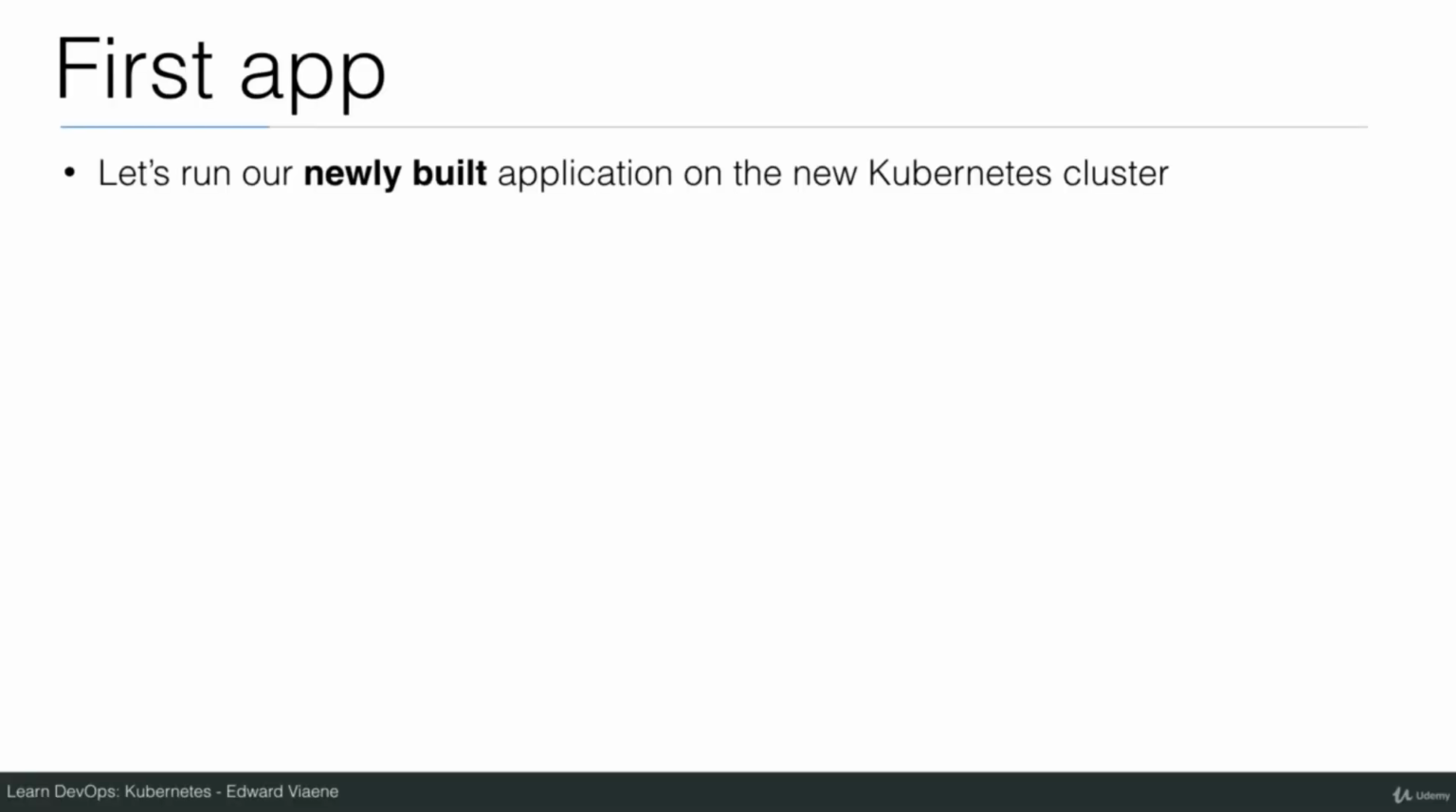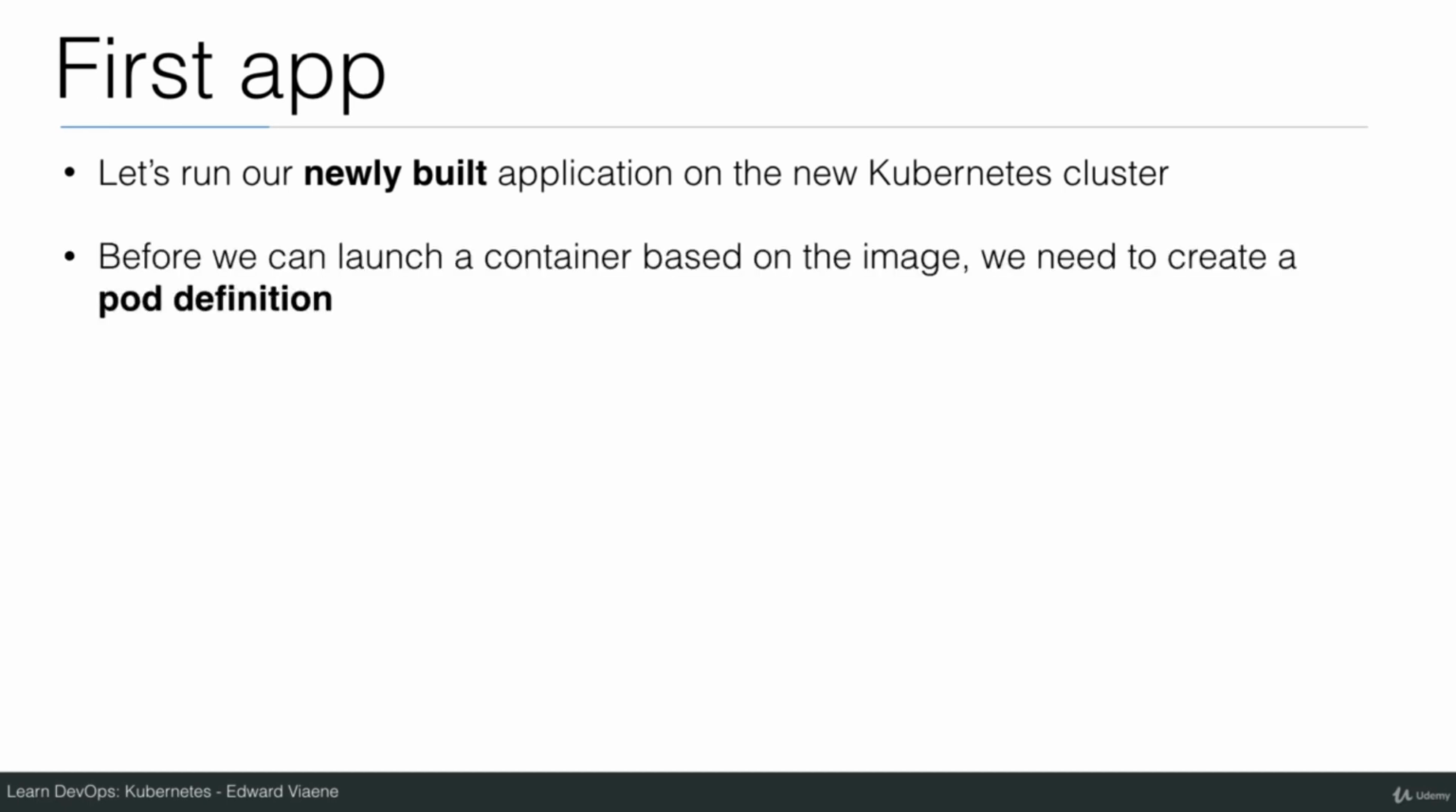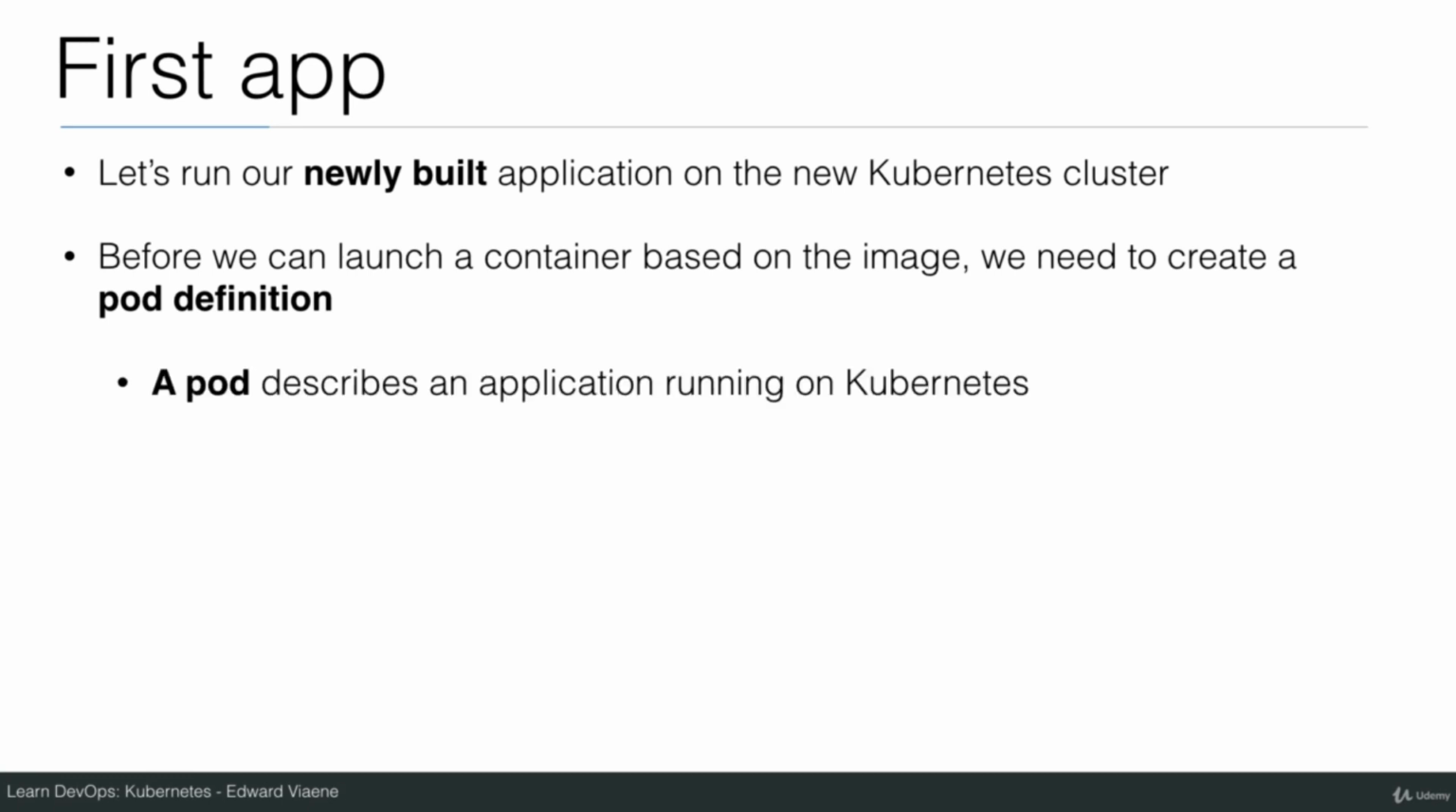Now that we uploaded our image to Docker Hub, I will now explain to you how to run this app on Kubernetes. Let's run our newly built application on a new Kubernetes cluster. Before we can launch a container based on this image, we need to create a pod definition. A pod describes an application running on Kubernetes.